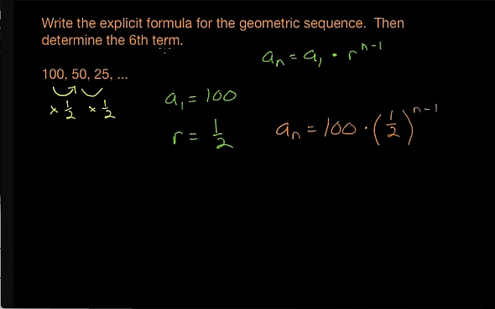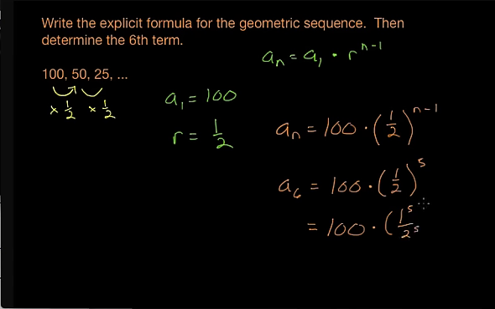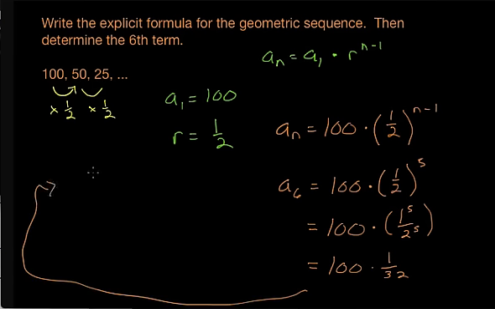Now, to find the 6th term, a sub 6 equals 100 times 1/2 to the 6 minus 1 power, or in this case, the 5th power. And for those of you who remember your rules of exponents, in this case, we can distribute the exponent to the numerator and the denominator. So that's going to be 1 to the 5th power over 2 to the 5th power. And that just simplifies to 100 times 1 over 32. And that's just going to be 100 over 32.